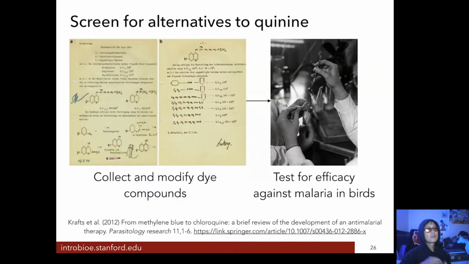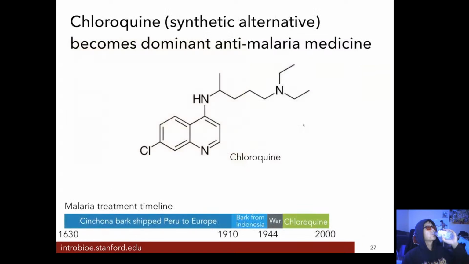And what they end up with is something called chloroquine. Chloroquine is a synthetic alternative to quinine, and it becomes the dominant anti-malaria medicine, not just during the war, but actually for quite a while after. And that's in part because of resistance to quinine and in part because of the ease of synthesizing chloroquine relative to the extraction of quinine from cinchona tree bark.